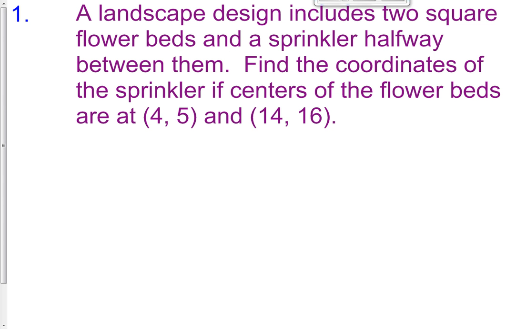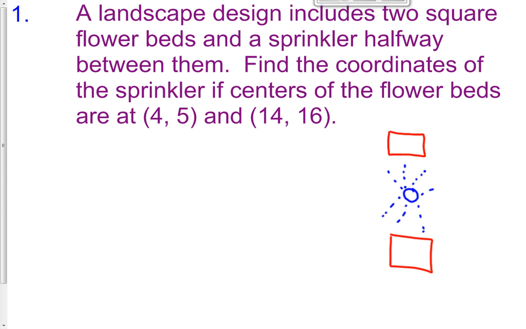A landscape design includes 2 square flower beds and a sprinkler halfway between them. Find the coordinates of the sprinkler if the centers of the flower beds are at (4, 5) and (14, 16). Maybe draw a little picture to see what this looks like. There are 2 square flower beds. So there's one, there's the other, and there is a sprinkler that is halfway between them. So here's our sprinkler, spraying water on our flowers.